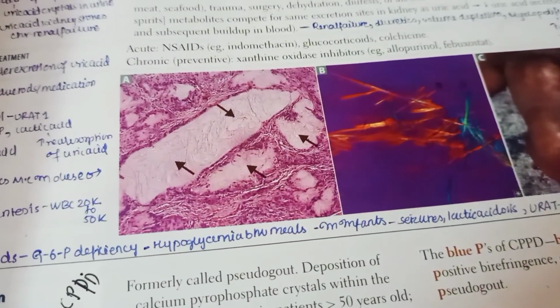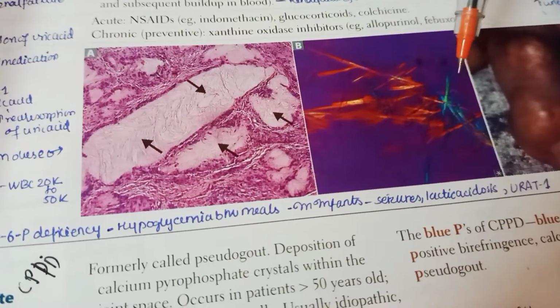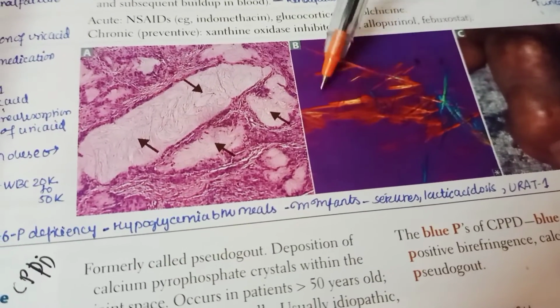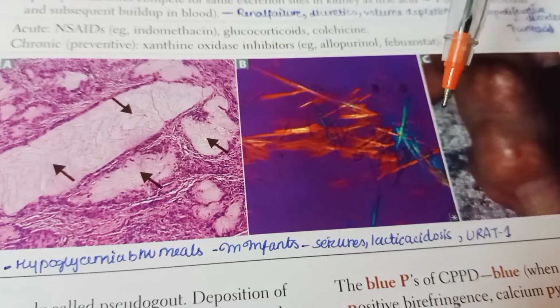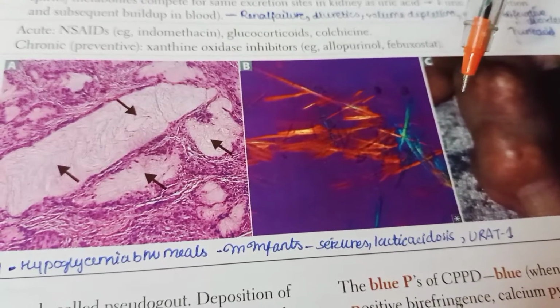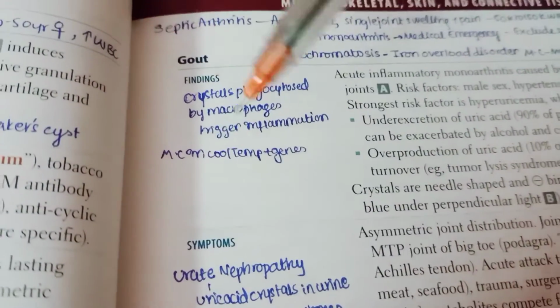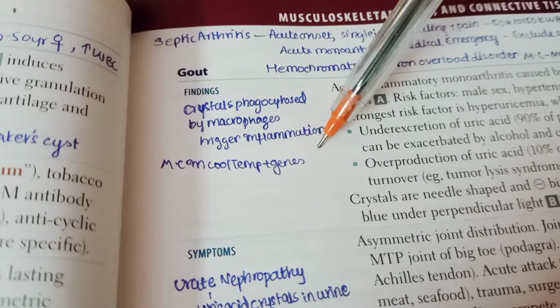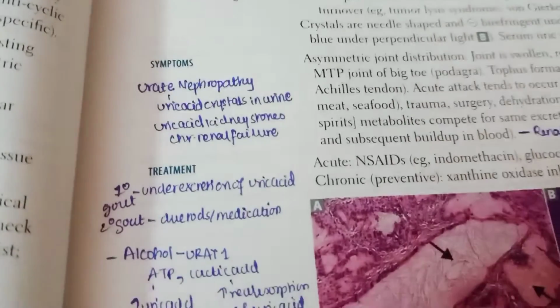Okay, next, we know that these crystals are needle shaped and negatively birefringent under polarized light. So they appear yellow in parallel. How to remember that? Double L and yellow, double L in parallel, and blue in perpendicular light. And serum uric acid levels may be normal during an acute attack. Actually, the problem in gout is that the crystals are phagocytosed by macrophages, and this triggers the inflammation. This is most common in cool temperature, and it is also somewhat genetically affected.